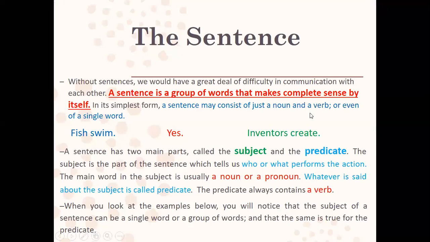Okay, the sentence. This is the main page of your book, the language one. I think it would be page number 3. Sentences are very important, the precious element of any literature, of any book. Without the sentence, we don't have the content. Without sentences, we would have a great deal of difficulty in communication. We cannot communicate with each other, either in a gathering or in class.